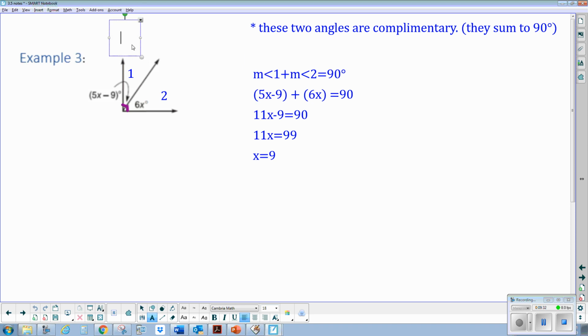Okay, so the measure of angle 1 is going to be 5 times x, which we said was 9, minus 9. And that equals 36. And the measure of angle 2 is 6 times 9, which is 54. There we go, 54 degrees and 36 degrees.